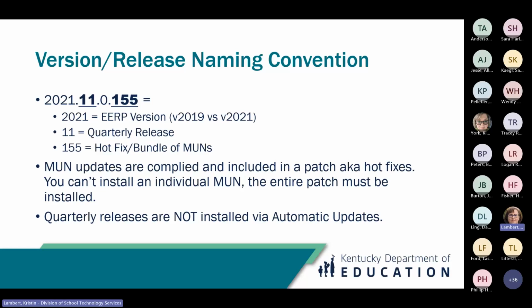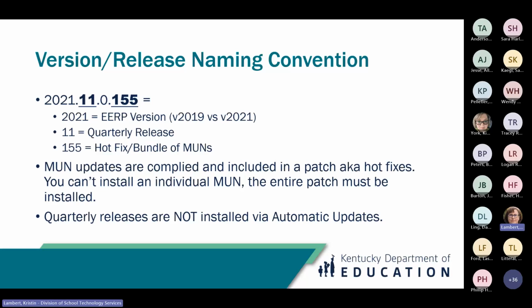And the last three digits indicate the hot fix or bundle of MUNs that have been applied to your environment. So all the MUNs are compiled and included in what's often called a patch or a hot fix. You can't install an individual MUN. Our team will periodically send out a notice saying an update has been made available for a Kentucky state specific program. It has this individual MUN number. You cannot install the individual MUN. The entire patch of all those bundled MUNs must be installed at the same time.